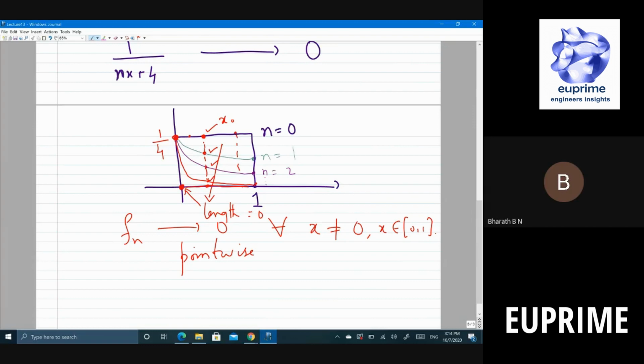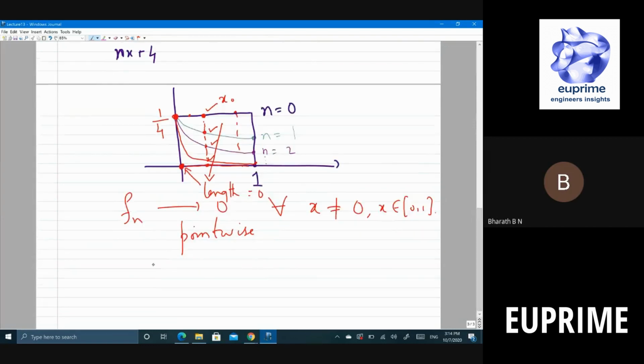You agree? So in other words, you can say that this fn converges point-wise to 0 almost everywhere. And whenever I say almost everywhere, that means it converges to 0 at all points except for points whose length is 0. Now I will call length a measure mu. Mu means length. So that means mu almost everywhere. That means with respect to the measure length, which is mu in this case, wherever the length is 0, it may not converge to 0, but wherever it's not, it converges to 0.